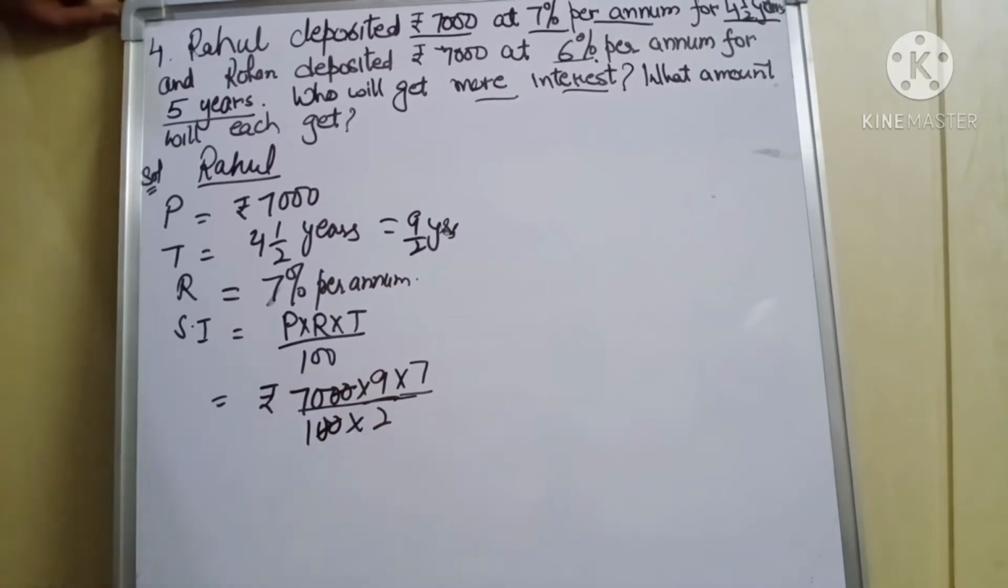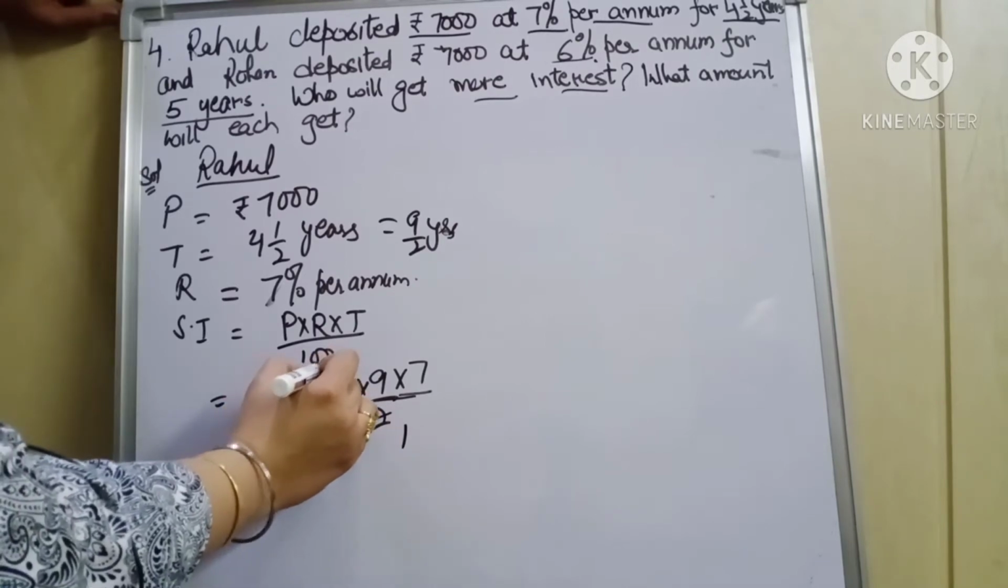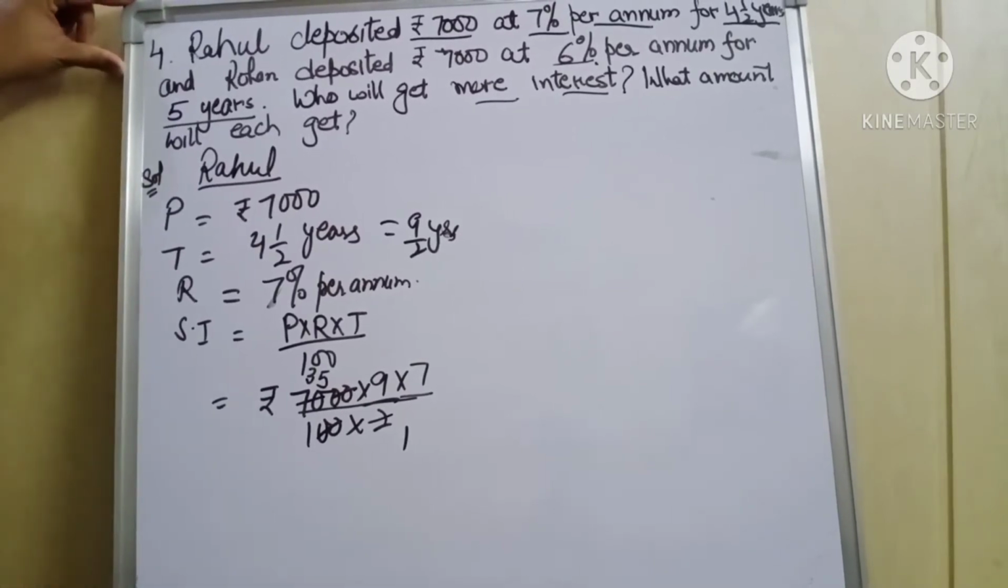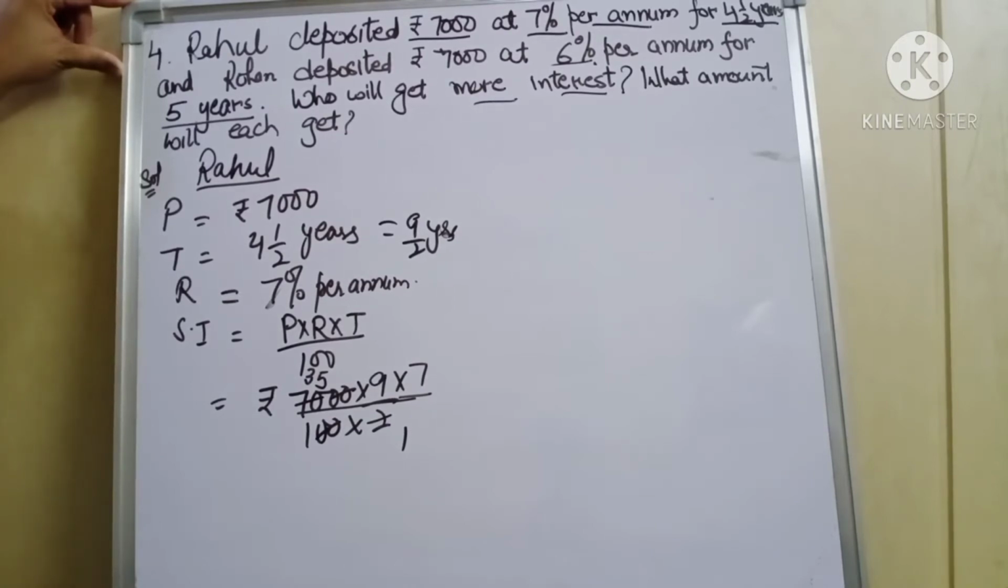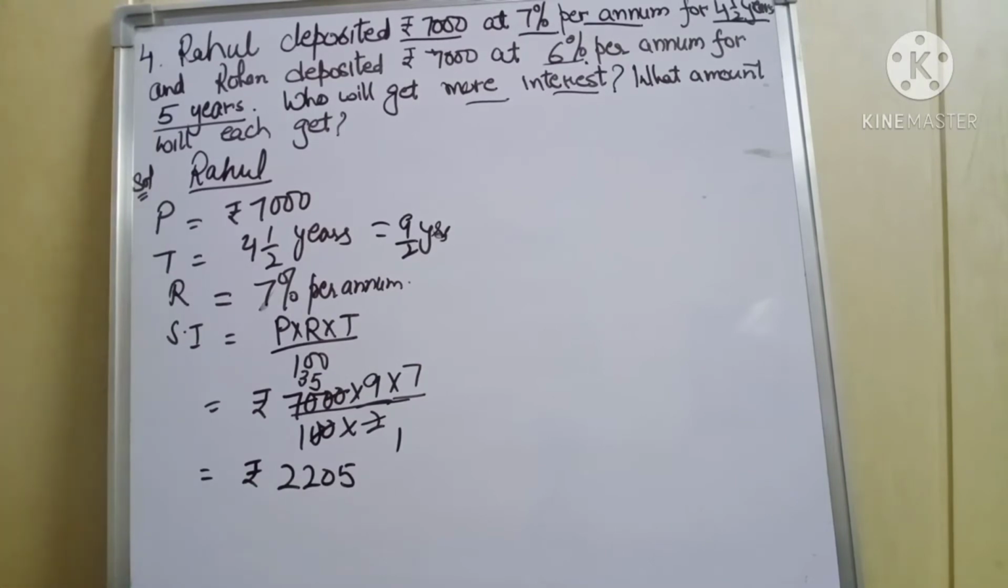These two zeros cancel. 2 ones are 2, 3 sevens are 21... 5 sevens are 35. Now you should multiply 35 into 63. 9 sevens are 63... The result is rupees 2,205. This is the simple interest for Rahul.